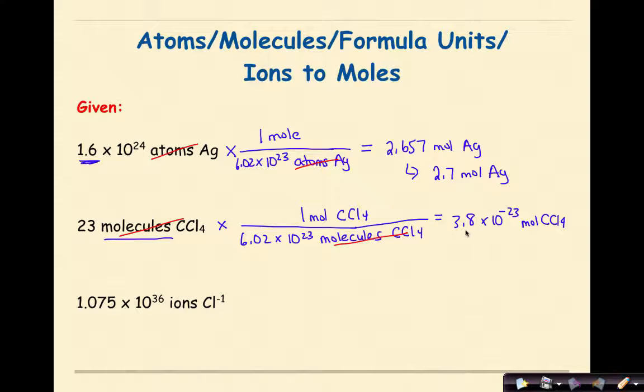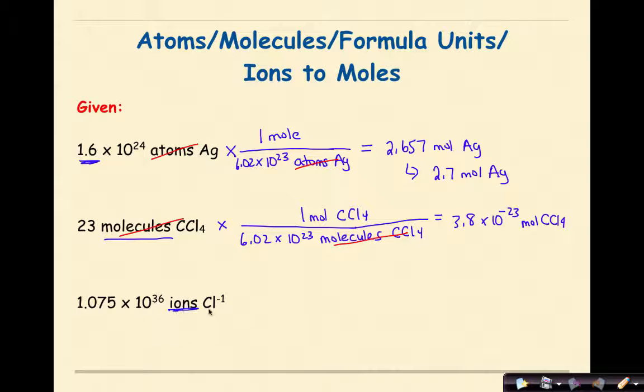Very small number here, which makes sense because I'm only starting with 23 molecules. That's like an absurdly small number. Let's look at the last one here. 1.075 times 10 to the 36th ions of chloride. That's a big number. Yes, it is.